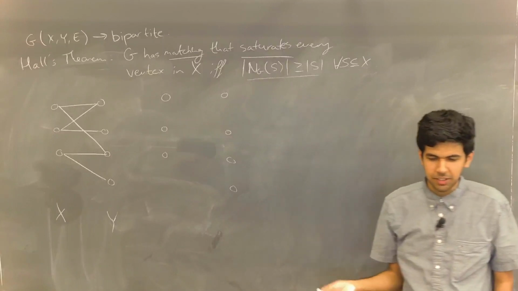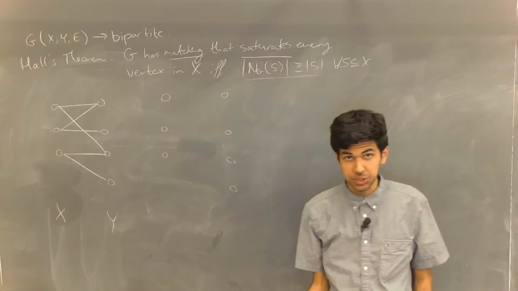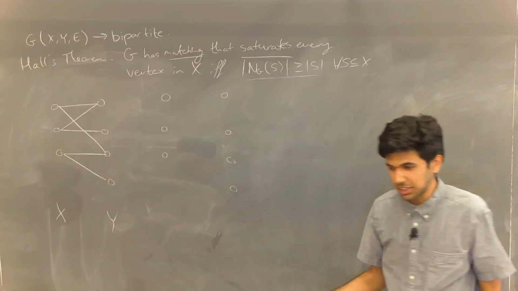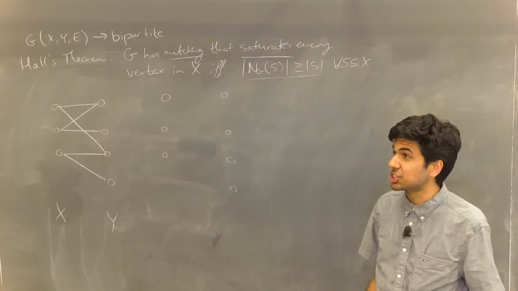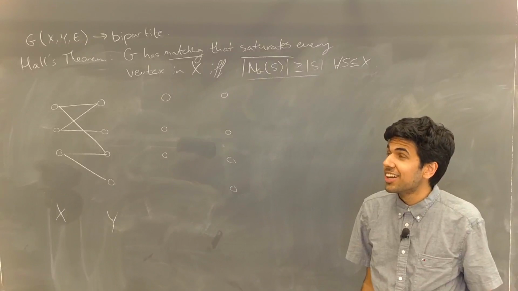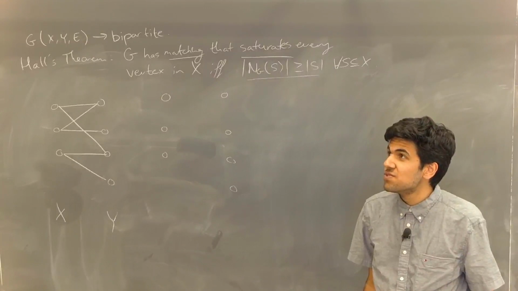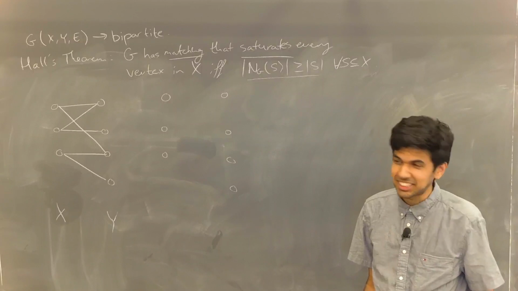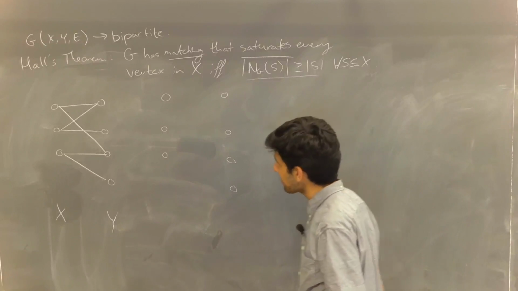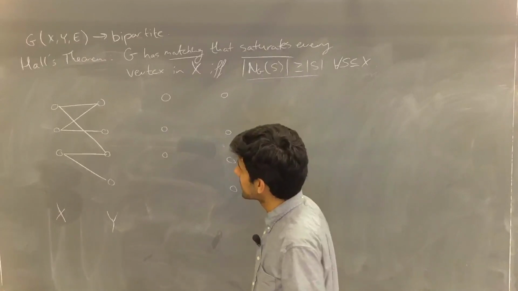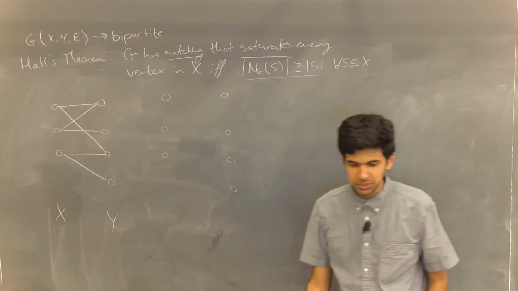Some bipartite graphs that we've seen already include trees and basically any graph without an odd length cycle. We proved that back in recitation 10. Those are the graphs we've been dealing with.